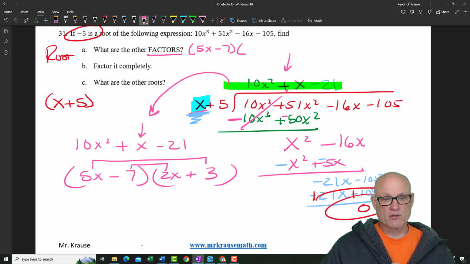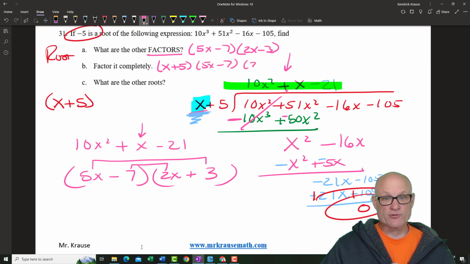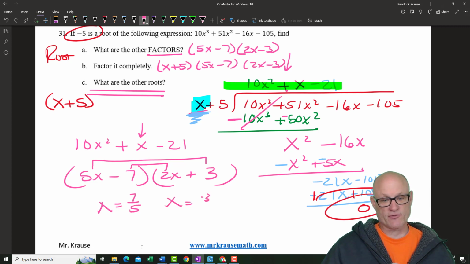or 2x minus 3. So if I ask you what are the other factors, that's the answer to the question. If I ask you to factor it completely, well, then that includes the original, x plus 5, 5x minus 7, 2x minus 3. Or if I ask for the other roots, then you got to keep going and you got to say, okay, x is equal to positive 7/5 and x is equal to negative 3/2.